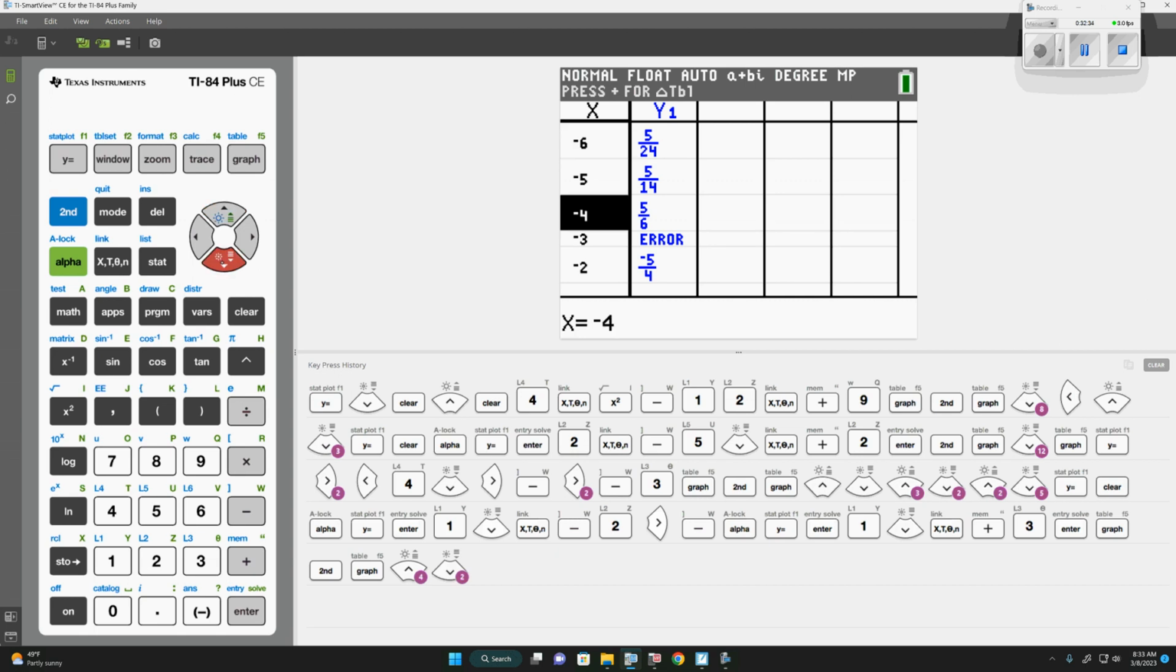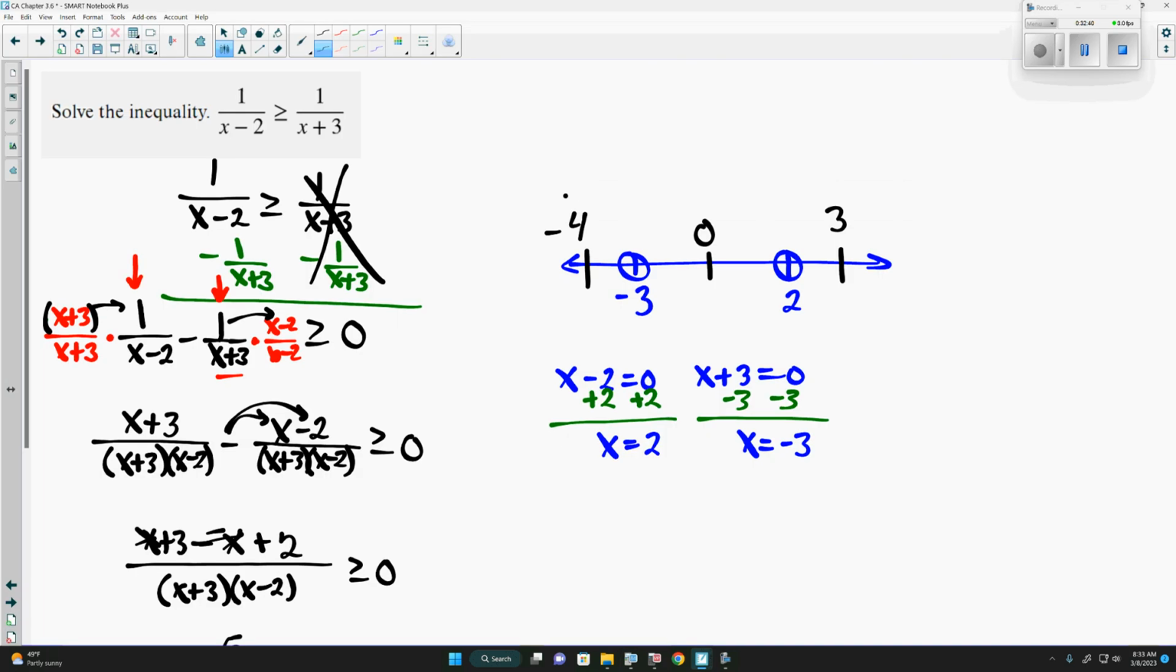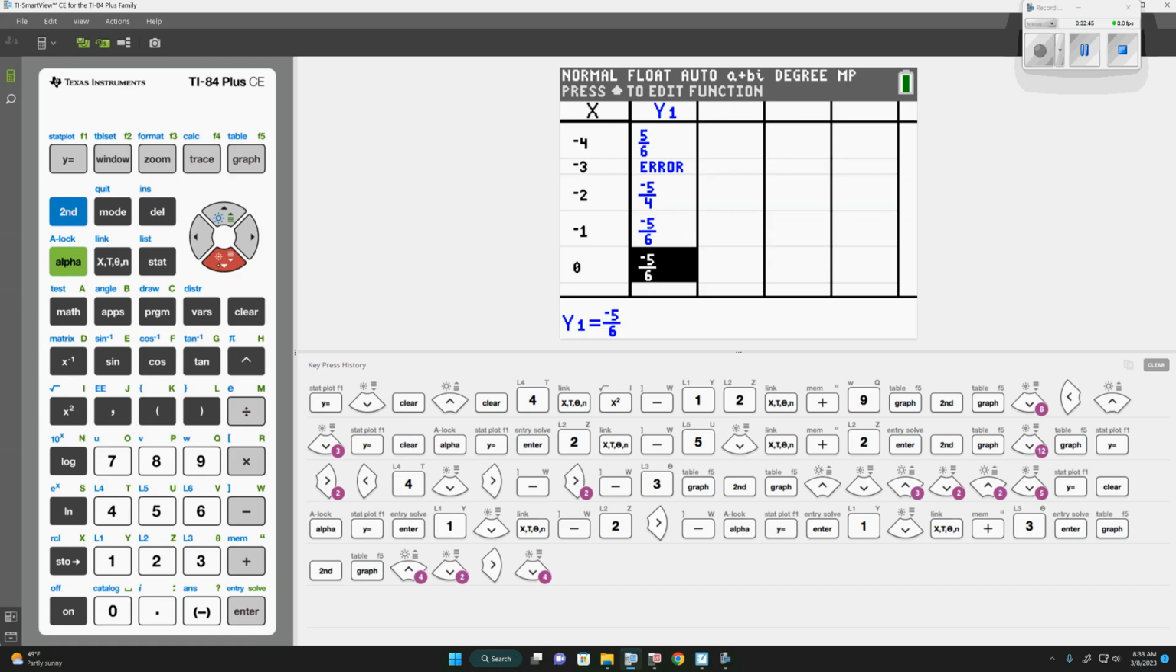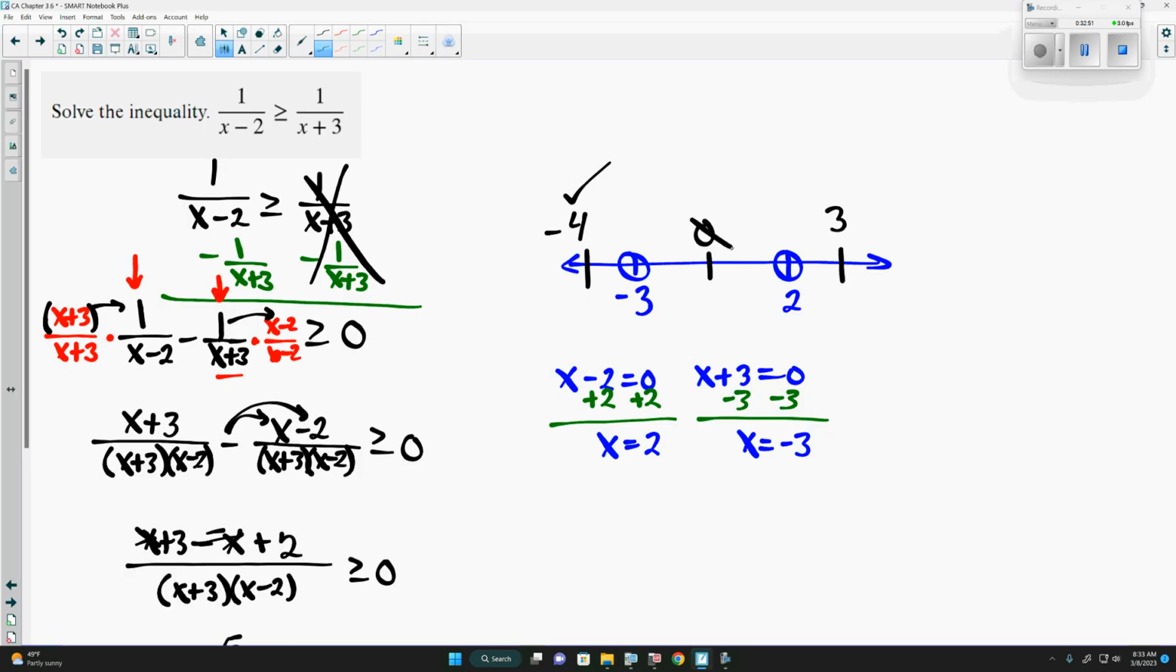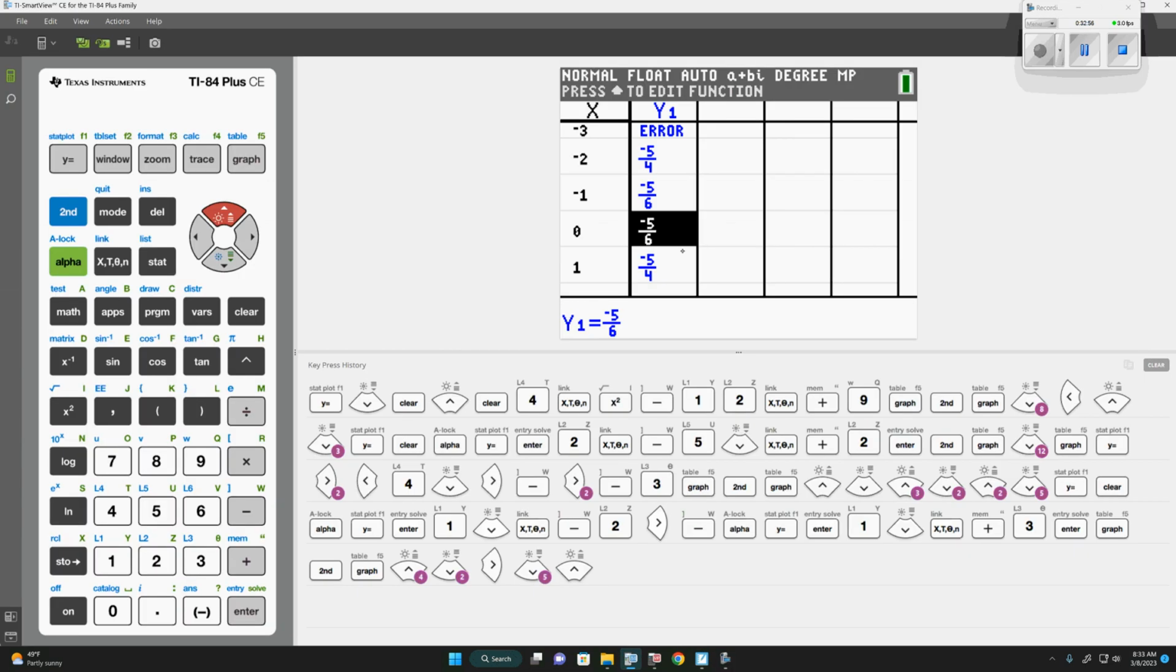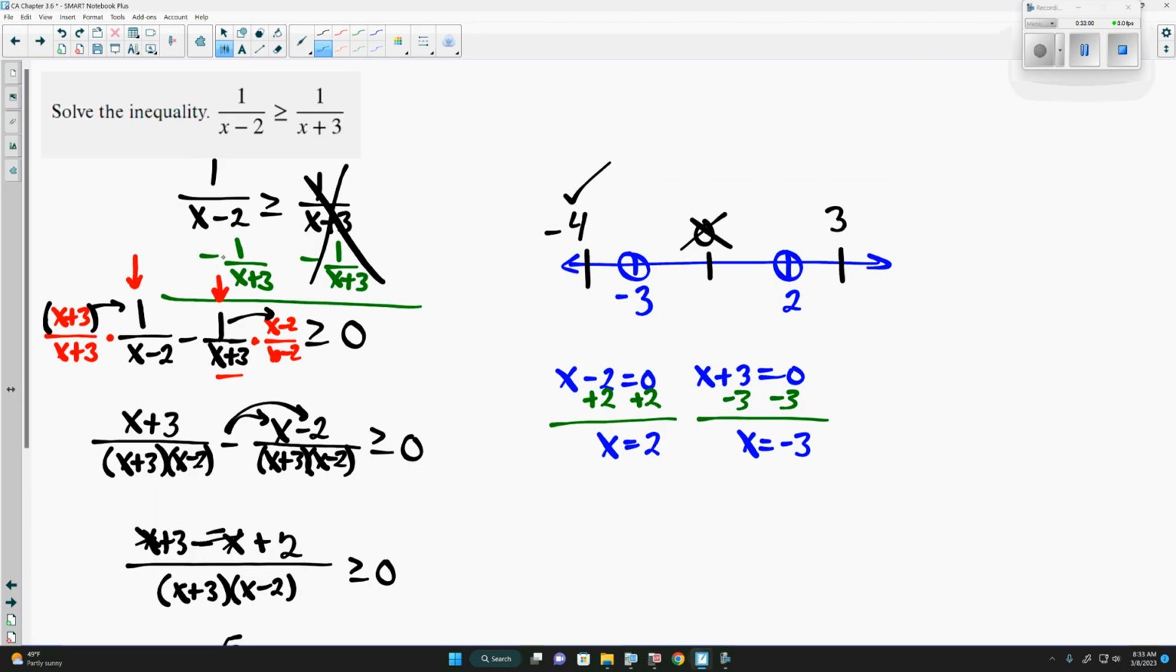So at negative 4, we get a y value of 5/6. Is that greater than 0? Yes. So these points work. We can check our next point, 0. 0 is negative 5/6. That does not work. And our last one is 3. Well, 3 is positive 5/6. So that one does work.